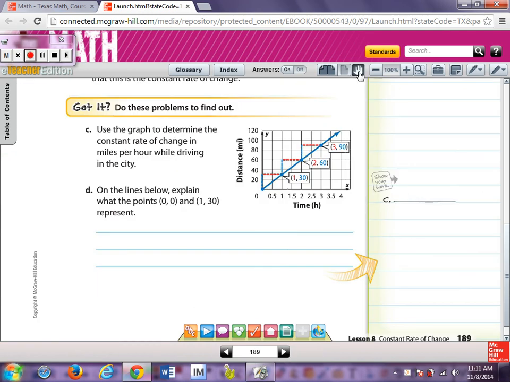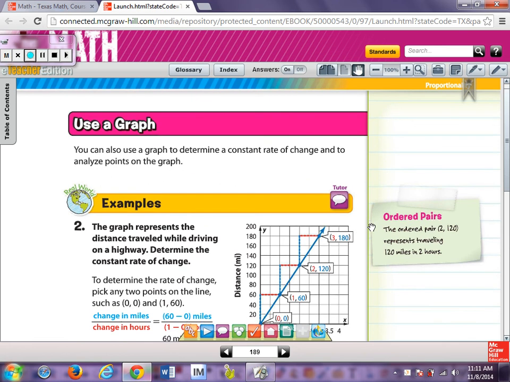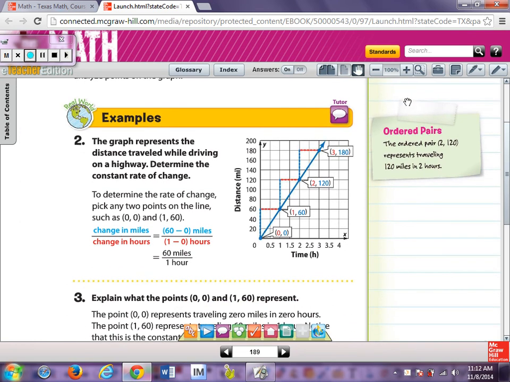On page 189, we're going to take a different approach now, and we're going to analyze a graph. So the previous page talked about looking at just a table. Now we're going to use a graph, and this is very high school algebra kind of thing. So you guys should be pretty proud of yourself that you guys are doing what used to be considered high school level work. Now, for using a graph, the objective is pretty straightforward. We can use a graph to determine a constant rate of change, there's that phrase again, and to analyze points on the graph. Graphs are a lot more interesting to read, and they probably tell us more information, at least for students, than just reading a word problem does.